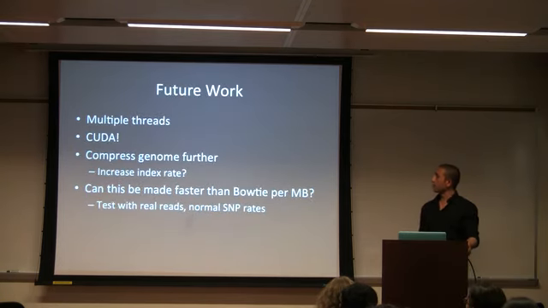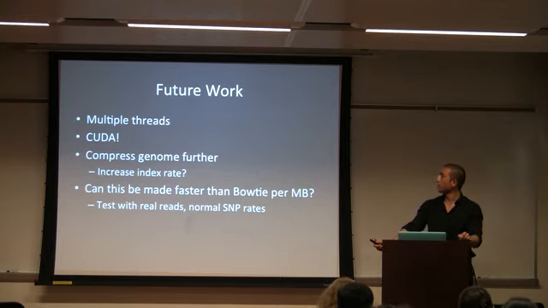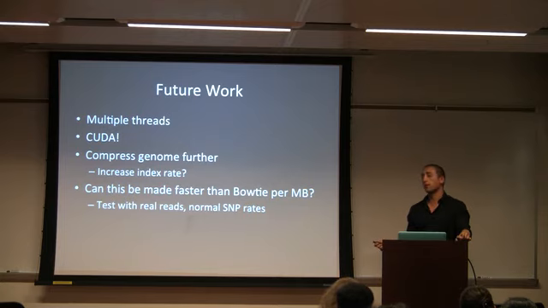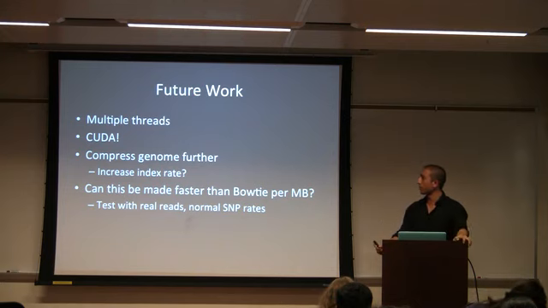Future work: you can always make this run in multiple threads. Going into CUDA programming would be interesting. I wrote this all in C because I planned to port this over to CUDA, but ran out of time. You could also increase the compression on the Burroughs-Wheeler string, since there's a lot of repetition that you can take advantage of and get this significantly below where I had it. That could again change the performance per megabyte.